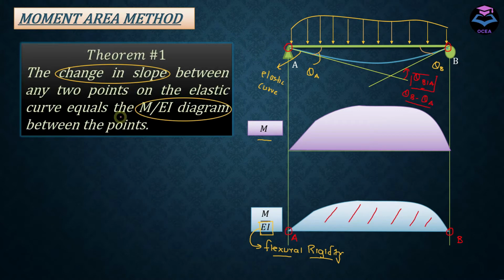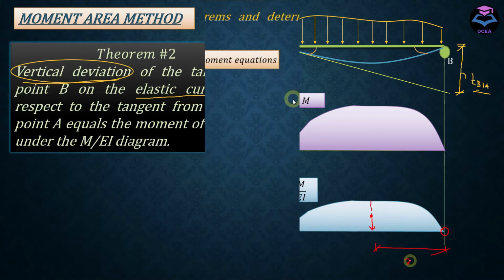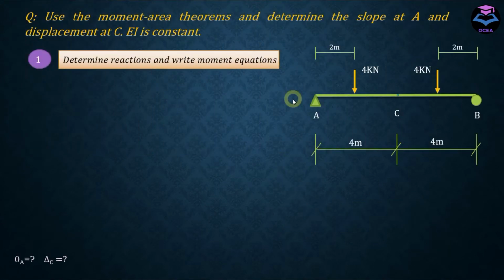In the previous lecture, we discussed moment area theorems. Now we are going to use those theorems to calculate slope and deflection at certain points. So the question here says to use the moment area theorems and determine the slope at point A, that is here, and displacement at C, whereas EI is constant. Flexural rigidity for this beam is constant.